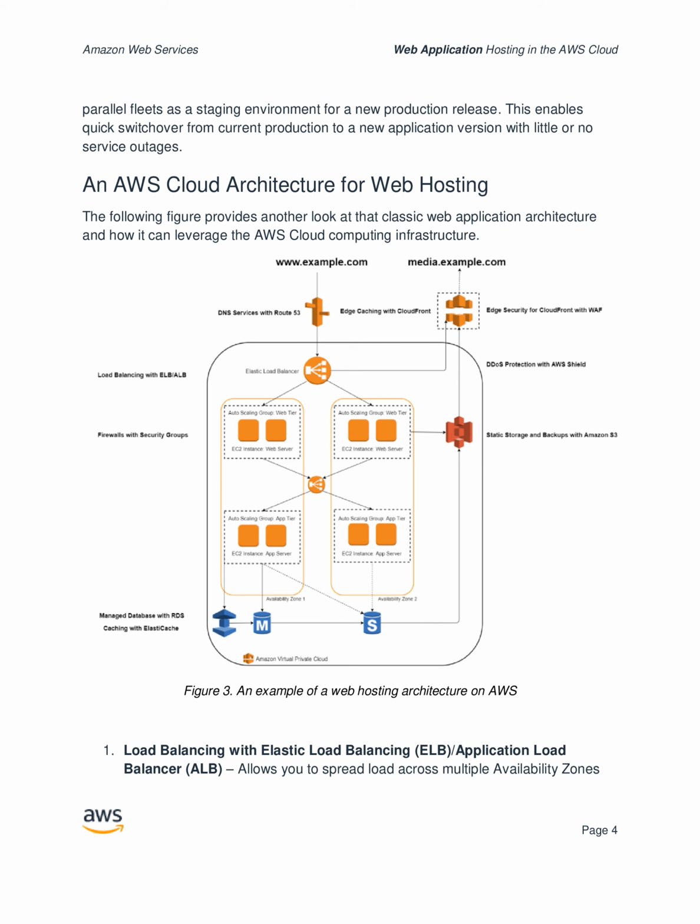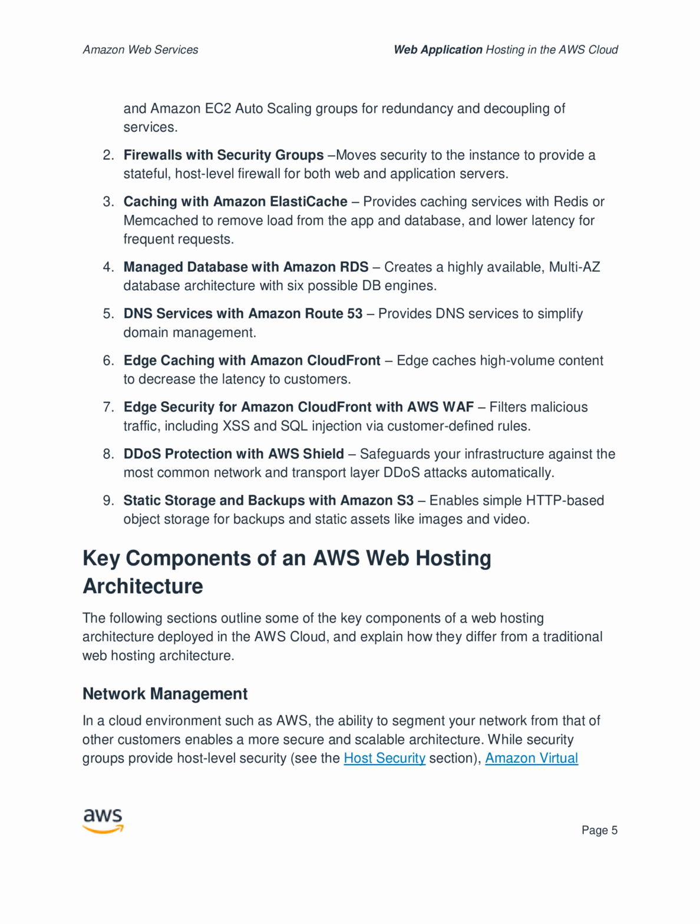The following figure provides another look at that classic web application architecture and how it can leverage the AWS cloud computing infrastructure. 1. Load balancing with Elastic Load Balancing (ELB)/Application Load Balancer (ALB) allows you to spread load across multiple availability zones. And Amazon EC2 Auto Scaling groups provide redundancy and decoupling of services.